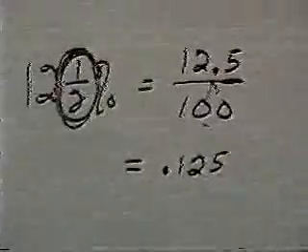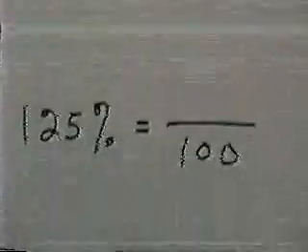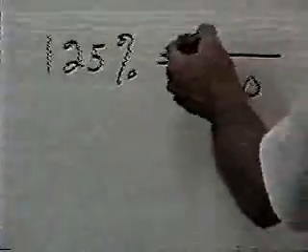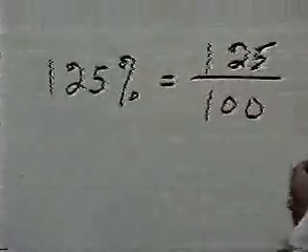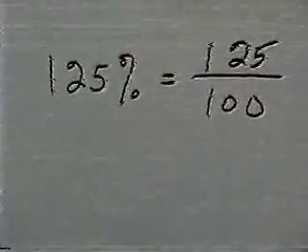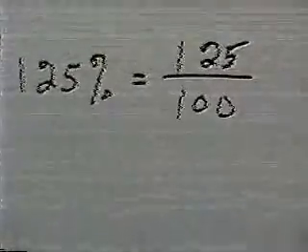All right, let's look at the next one. 125%. 125% means that we have 125 parts to 100 parts. The ratio of 125 parts to 100 parts.